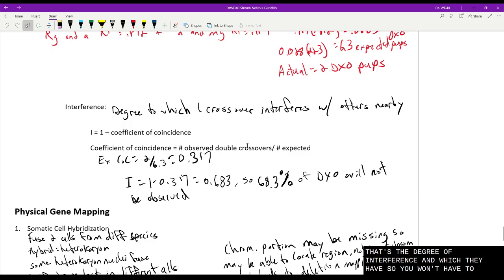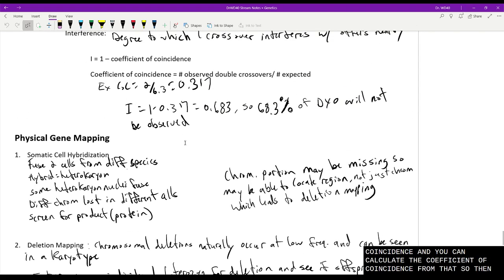So you won't have to calculate interference, but understand what this equation means. And if I tell you that interference is something like 0.68, what exactly does that mean? And what exactly does that tell you the coefficient of coincidence is? So you just would plug in 0.68 equals 1 minus the coefficient of coincidence, and you can calculate the coefficient of coincidence from that.